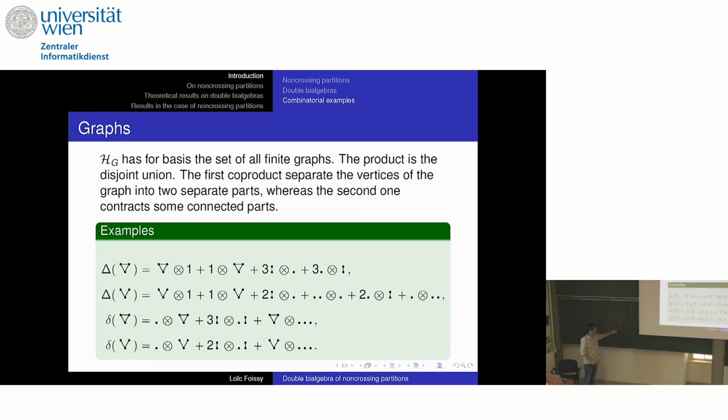And the bubbles are just the 3 vertices. So this gives you a graph with 3 vertices, which is totally disconnected. This is also coassociative. This is not so difficult to see. It is compatible with the first coproduct. So what does it mean?